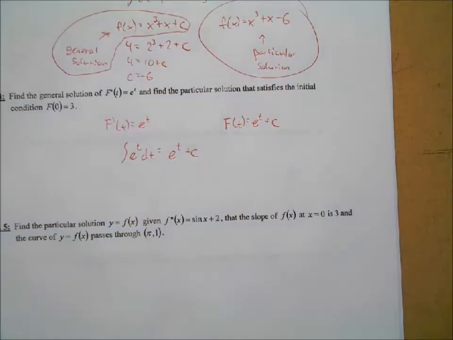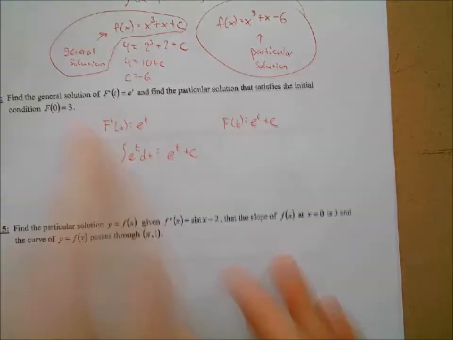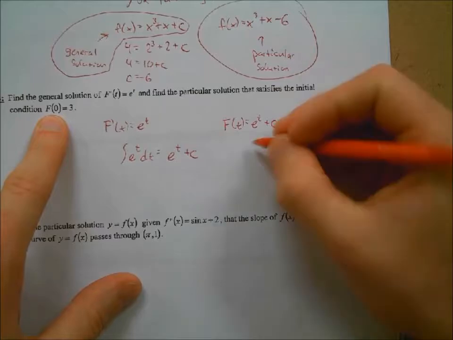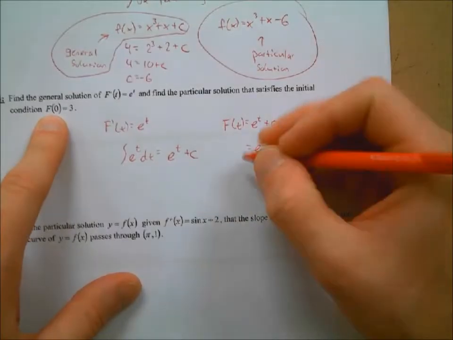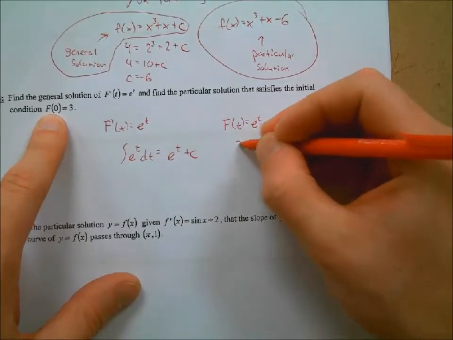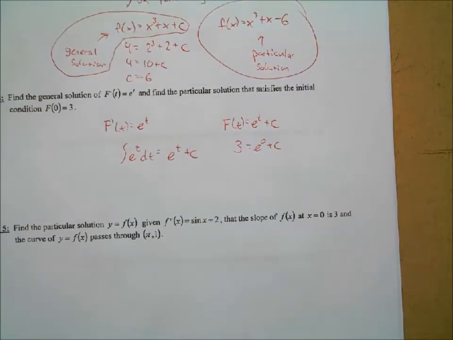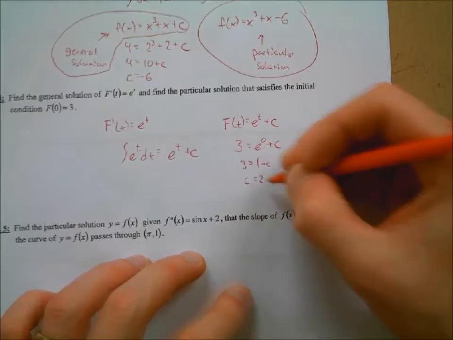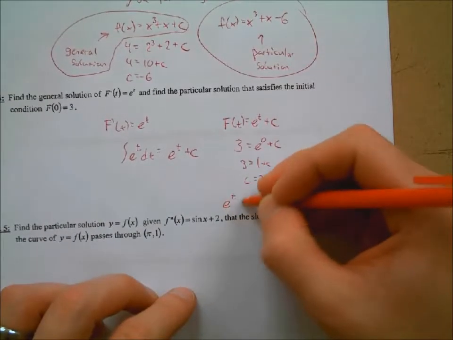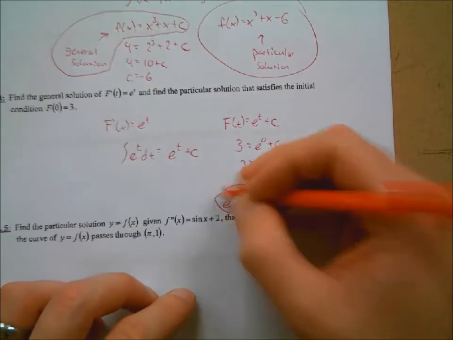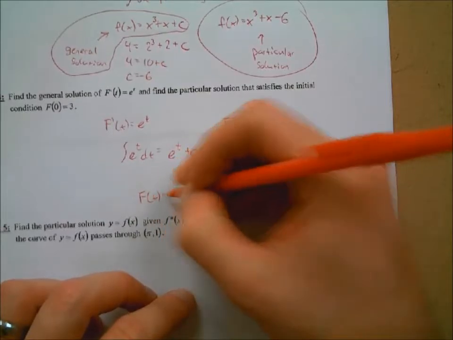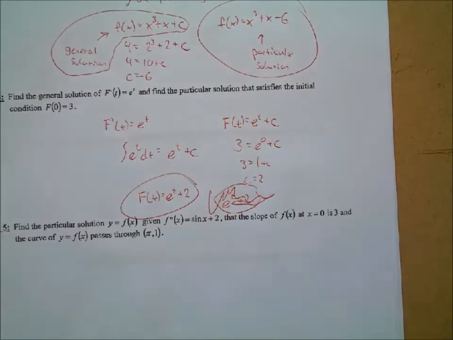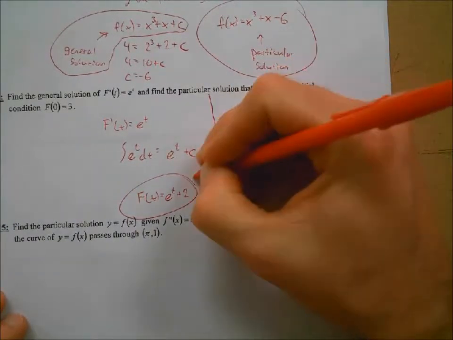And then what should we do with this point here? What goes in where? 0 should go in for t. So we'll have e to the 0 plus c, and then equal to 3. What is e to the 0? 1. So c is 2. So our final answer then is e to the t plus 2. And that's f of t. That's our particular solution. Just like that.